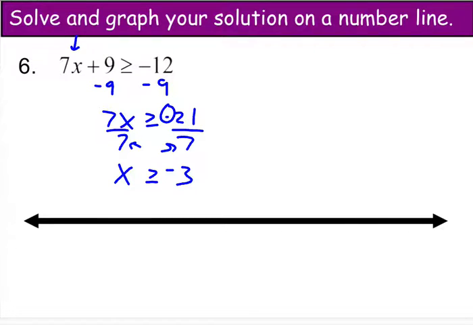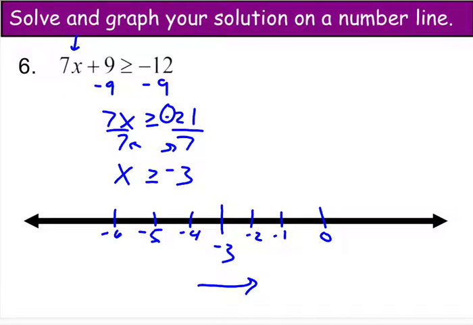Graphing this bad boy. Negative 3 is where I'm going to start with in the middle. Let's go, this would be negative 2, negative 1, and 0. This would be negative 4, negative 5, and negative 6. What are some numbers greater than negative 3? Well, as you go to the right on the number line, your values increase. So negative 2, negative 1, 0 are all greater than negative 3. So I'm going to circle it. And because it's greater than or equal to, I shade that in because negative 3 is part of the solution also. And we go to the right.